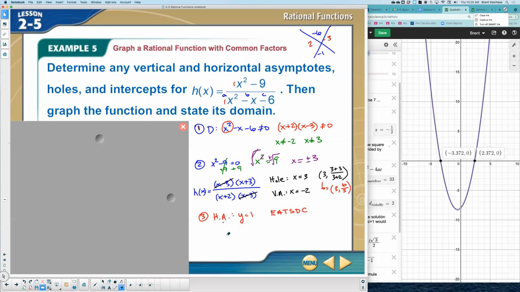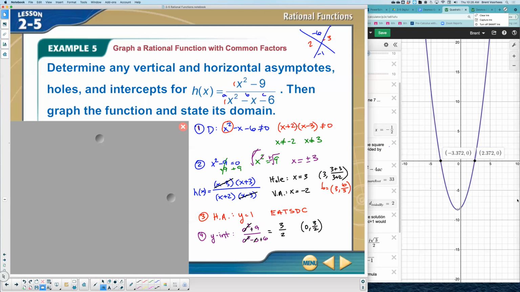And last 2 steps. Since we have it in factored form, the last 2 steps will be much easier. Step 4 is the y-intercept. For the y-intercept, you plug 0 into the equation for all x's. 0 squared minus 9 over 0 squared minus 0 minus 6. Cross out all these zeros. A negative divided by a negative is positive. What number goes into both 9 and 6? 3. 3 goes into 9 3 times. 3 goes into 6 twice. So we'll have a y-intercept at (0, 3/2).